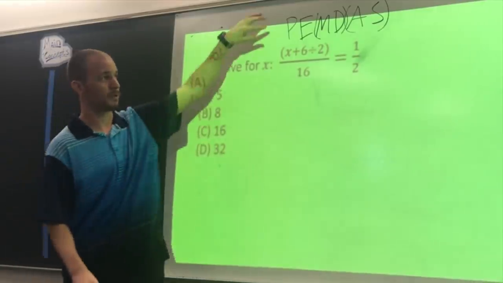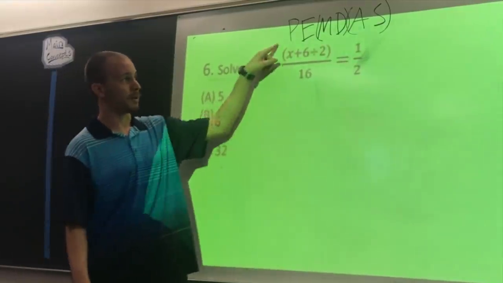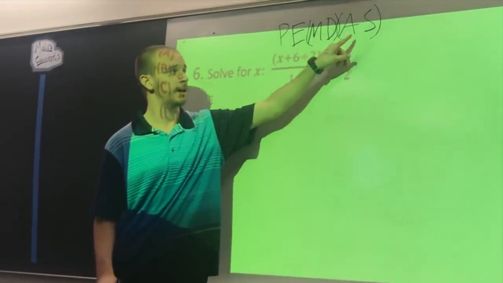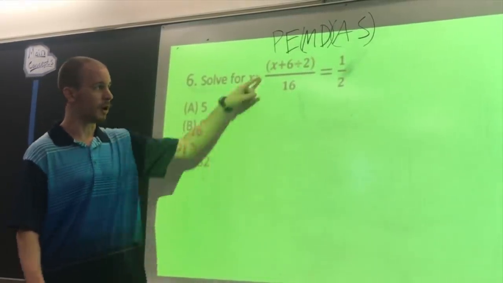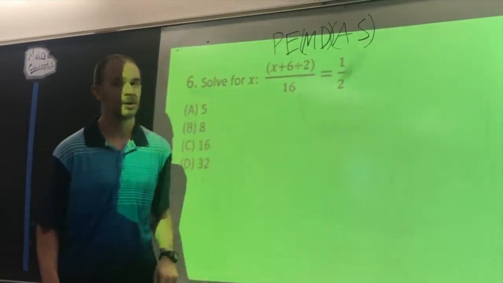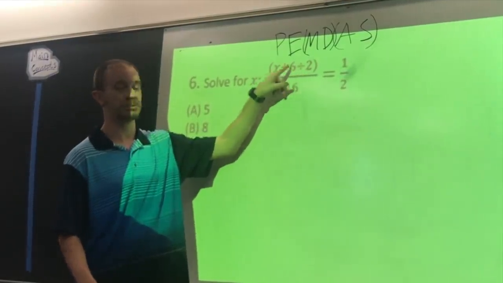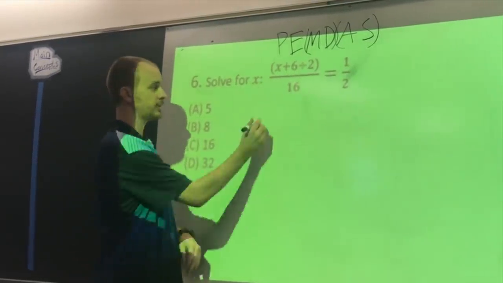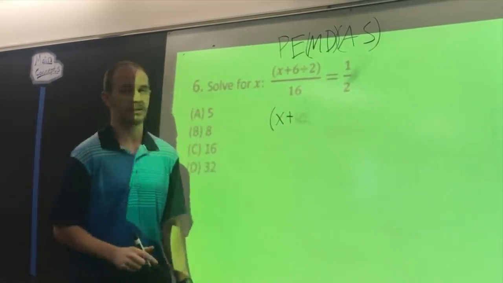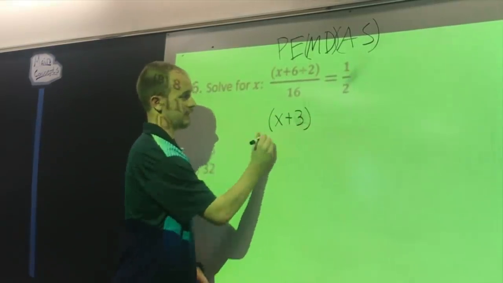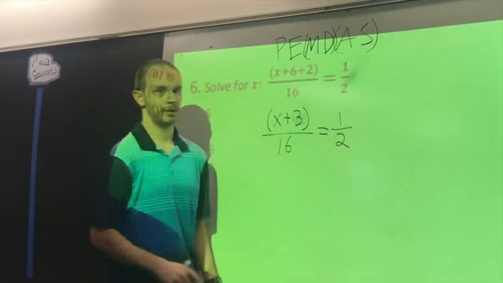Okay, now we're going to try example 6. Just like with our last example, we have to use PEMDAS to simplify this and then solve for x. So parentheses, exponents, multiplying, dividing, adding, subtracting. So I've got my parentheses up top, x plus 6 divided by 2, all divided by 16 equal to 1/2. So I'm going to start inside my parentheses and simplify as far as possible. Multiplying and dividing comes before adding, so I can do 6 divided by 2. 6 divided by 2 is 3 over 16, still equal to my 1/2.